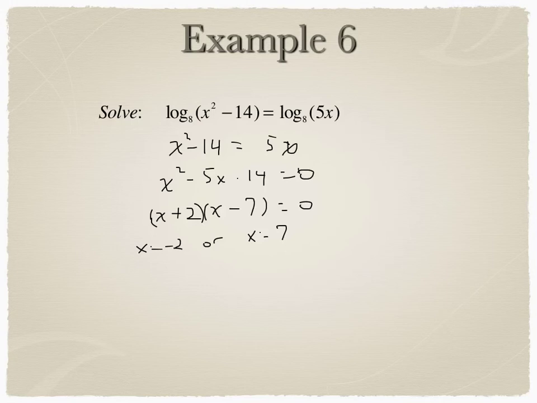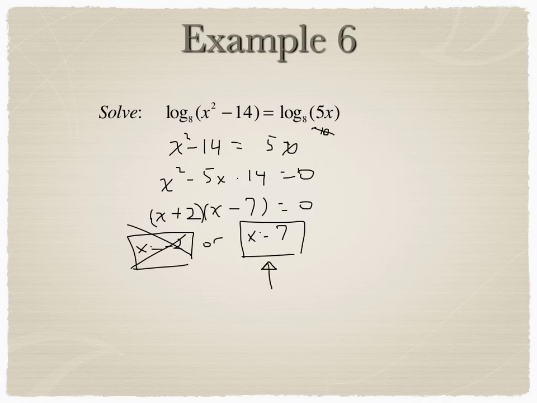Okay, now we said we have to always check both of our answers, to see which one of these will work. Well, x equals minus 2, if I plug it in, this ends up being minus 10. So that can't work because my argument cannot be negative. So this is the only one that will work. Okay, 7 squared minus 14, that's positive. 5 times 7, that's positive. So this is my answer. My solution set would actually be 7.